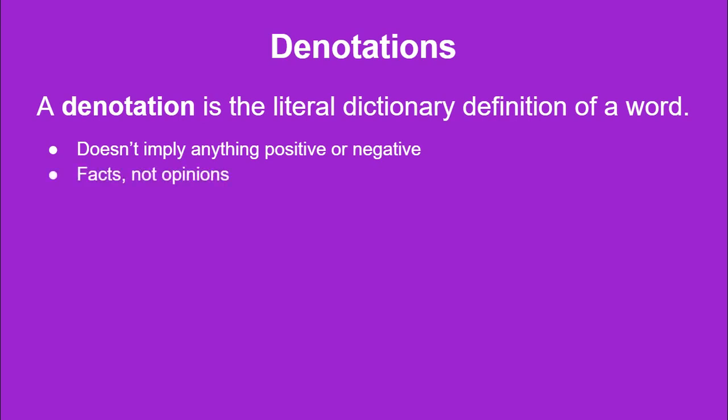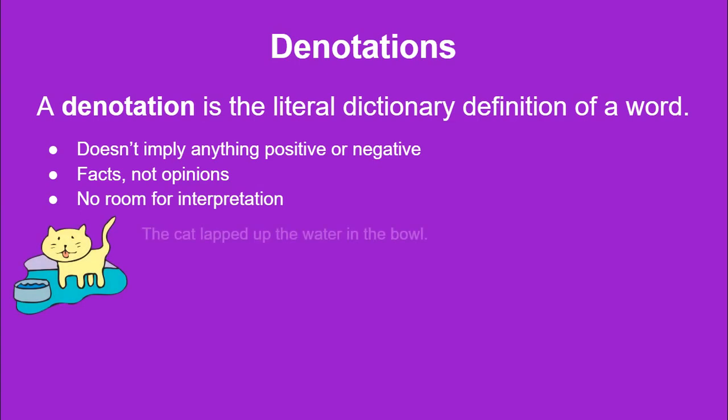Denotations are facts, not opinions, something that you could look up in the dictionary. And denotations leave no room for interpretation. There's no imagining that the denotation is good or bad. It's just the definition. So, for example, let's look at this sentence.